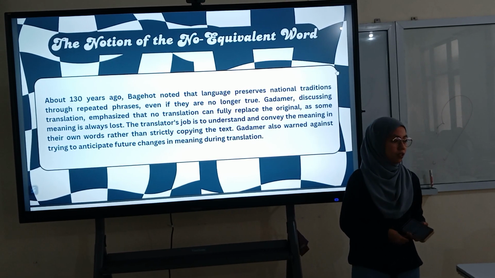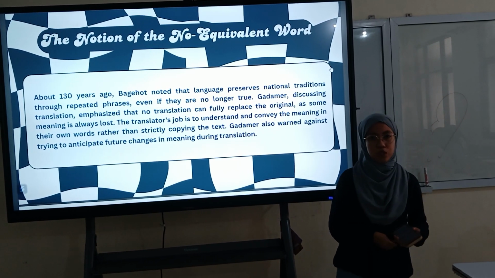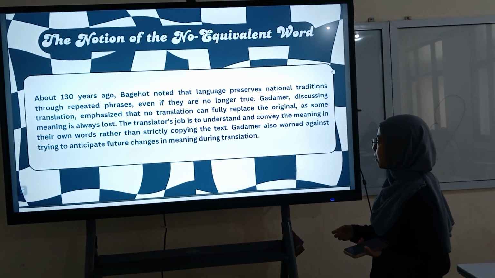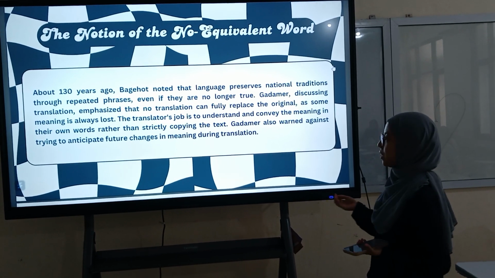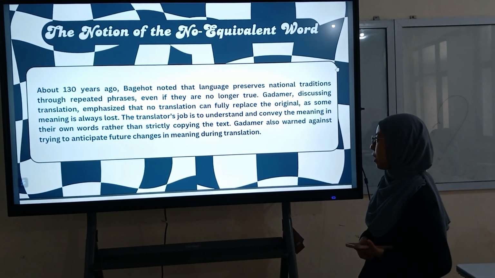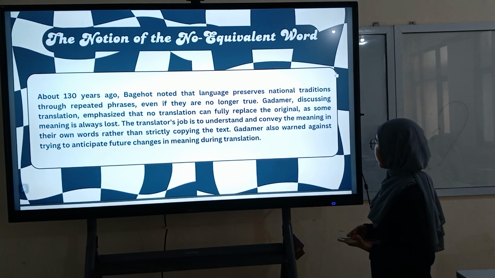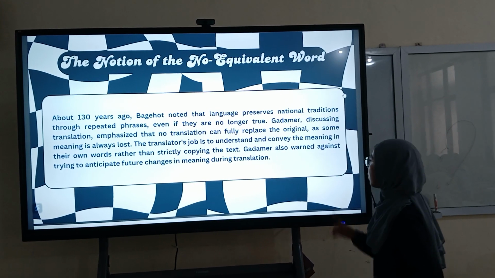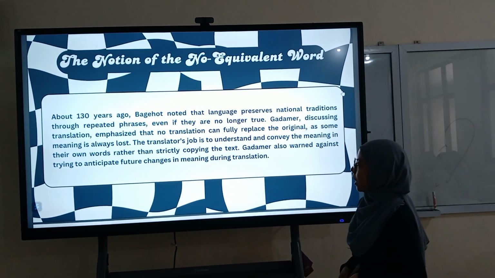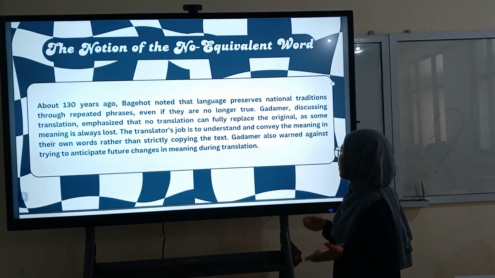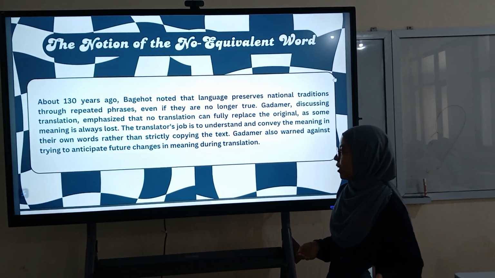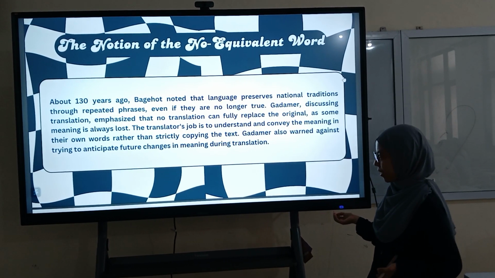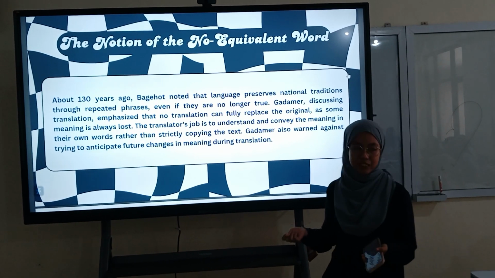The next one is the notion of the no equivalent word. So about 130 years ago, Betty Hart noted that language preserves national tradition through repeated phrases, even if they are no longer true. Gadamer, discussing translation, emphasized that no translation can fully replace the original, as some meaning is always lost. The translator's job is to understand and convey the meaning in their own words, rather than strictly copying the text. Gadamer also warned against trying to anticipate future changes in meaning during translation.